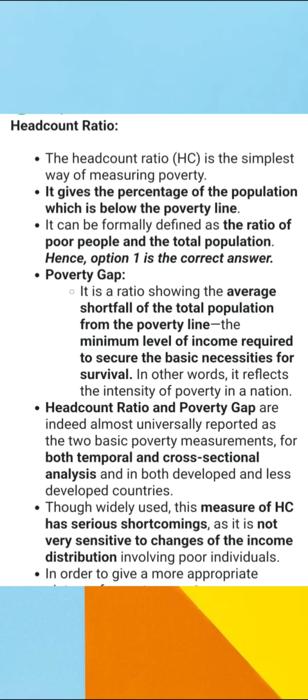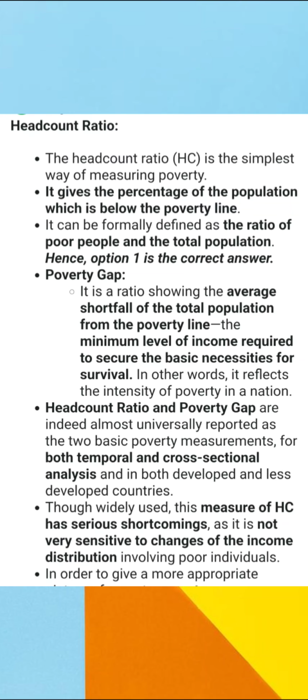Headcount ratio and poverty gap are indeed almost universally reported as the two basic poverty measurements for both temporal and cross-sectional analysis, and in both developed and less developed countries. The widely used measure of HC has serious shortcomings as it is not very sensitive to changes of the income distribution involving poor individuals.